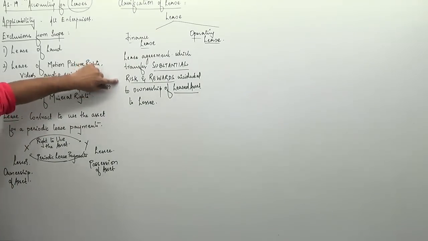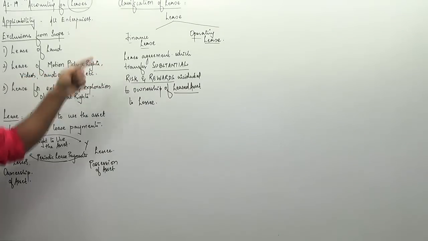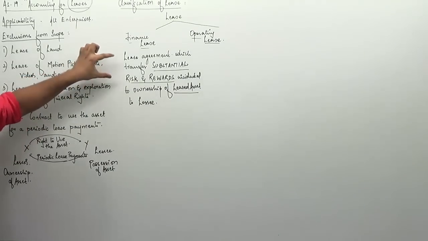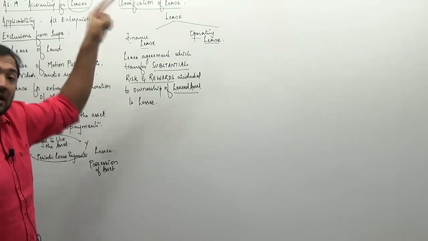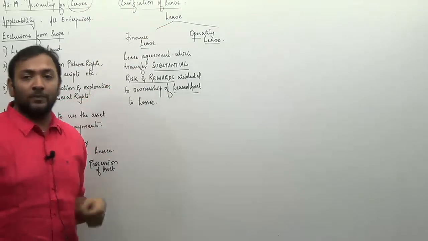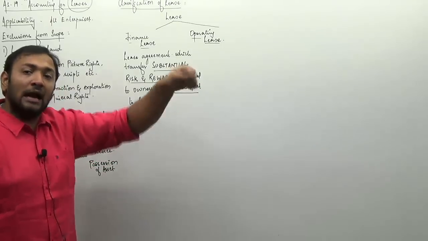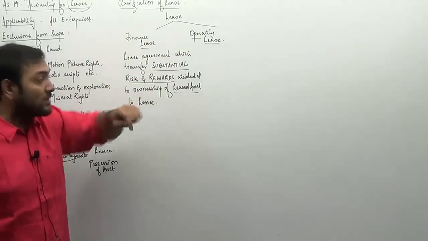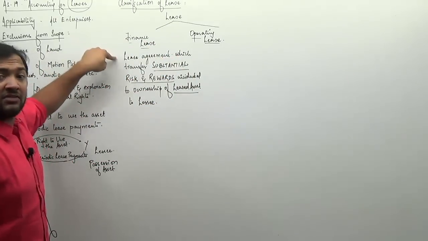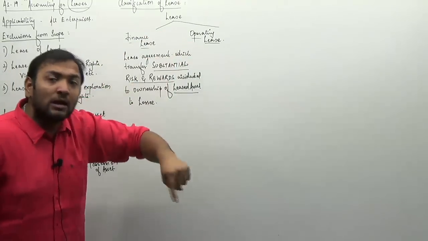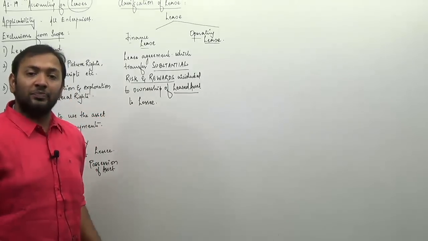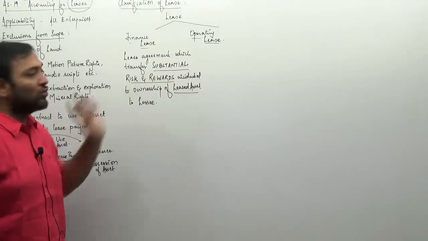These terms, substantial risk and rewards incidental to ownership being transferred, are also used in AS 9, where you are talking about revenue recognition on sale of a good. If I want to sell a good, at what time should I recognize the revenue? He says, I'll recognize revenue when substantial risk and rewards incidental to the ownership of the good is transferred to the buyer. Now, similar terms are being used here.